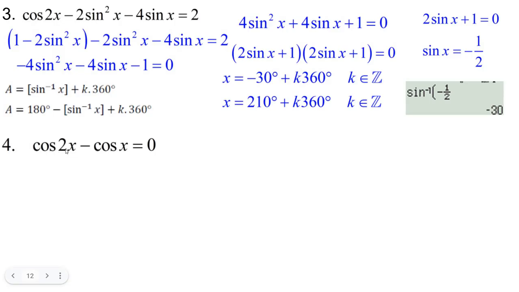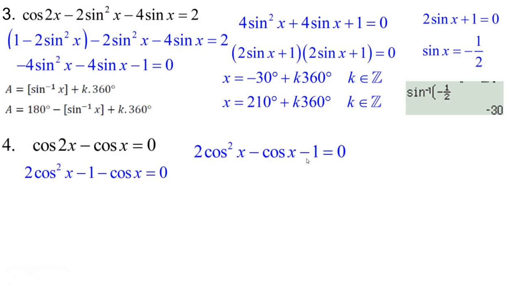Well, maybe it would be nice to put everything in terms of cosine squared. So we go to the one where cosine 2x is 2 cos squared x minus 1. We rearrange it a little bit, and now we factor it. Plus cos x minus 2 cos x. Oh, that gives me the minus cos x. 2 cos x times cos x, 2 cos squared.